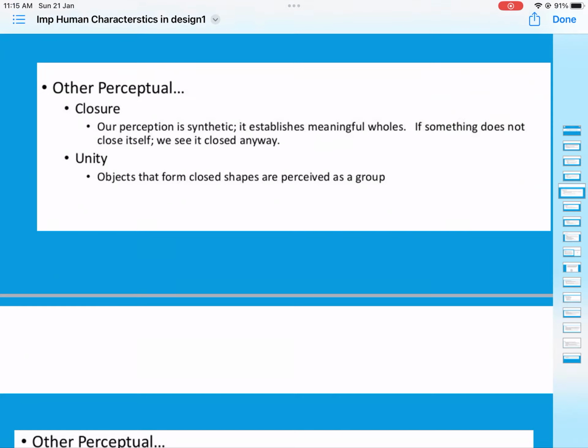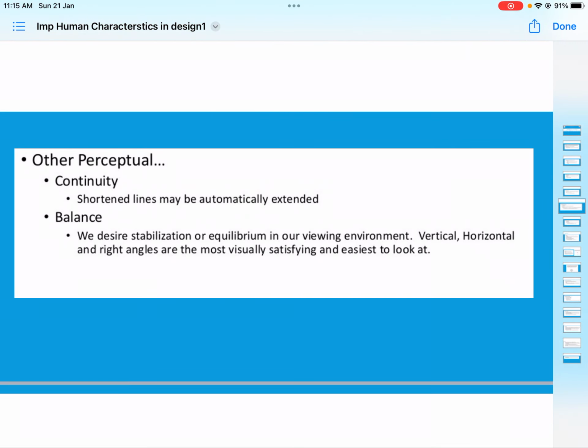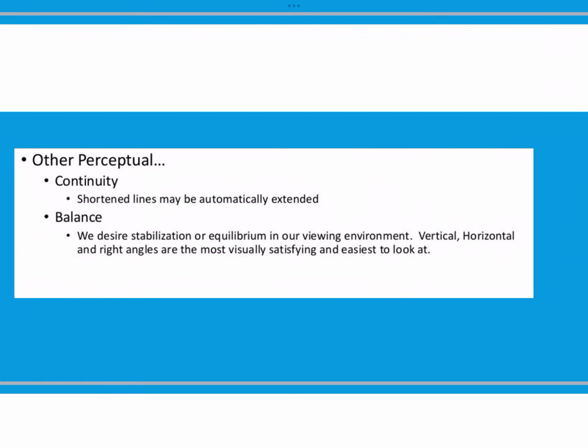Next is continuity and balance. Continuity: shortened lines may be automatically extended. Balance is all about how we desire stabilization or equilibrium in our viewing environment. Vertical, horizontal, and right angles are the most visually satisfying and easiest to look at. It means that whenever we are designing something, and whenever there is some resolution or a screen, it is always important to balance it.